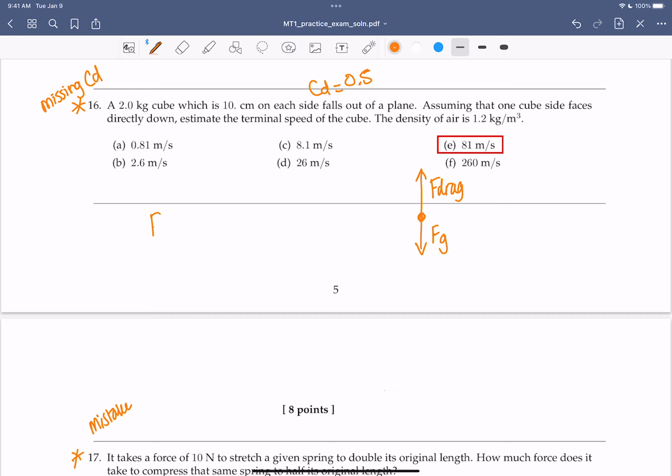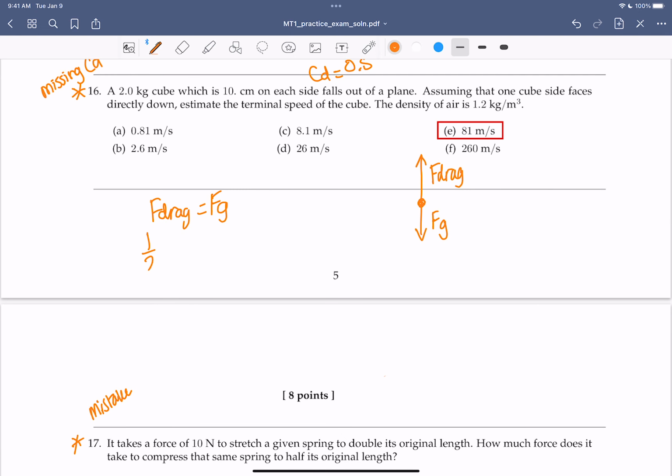With that being said, F drag is equal to Fg here. We know that's when terminal speed occurs. And we know that F drag is equal to half times the drag coefficient times the density of the fluid times the area times the velocity or speed squared, and that's equal to mg.